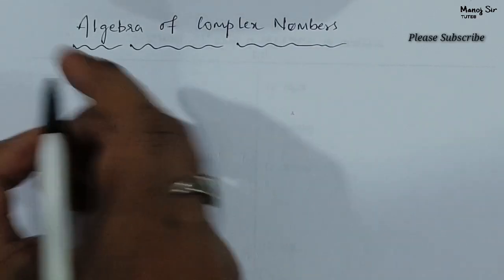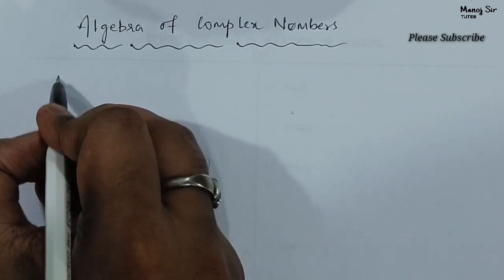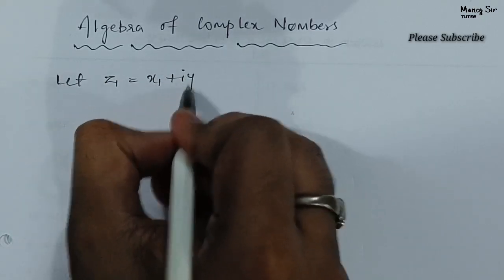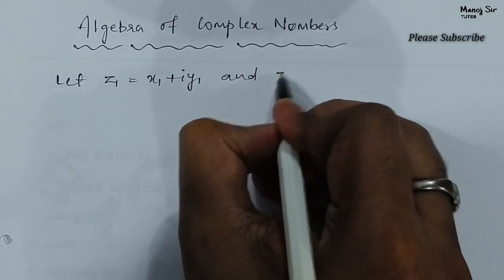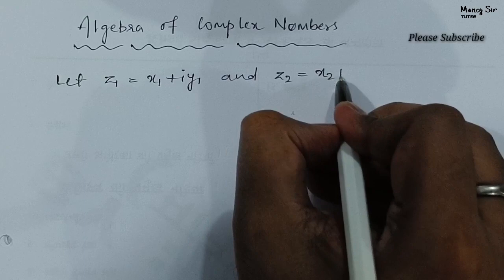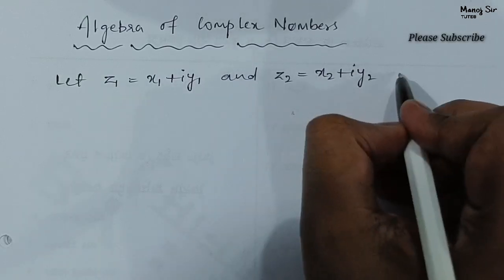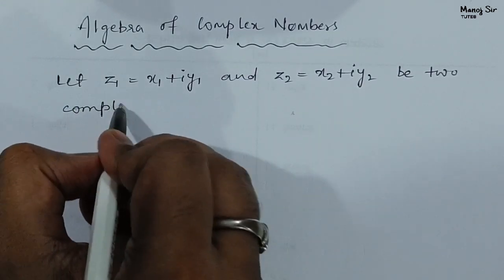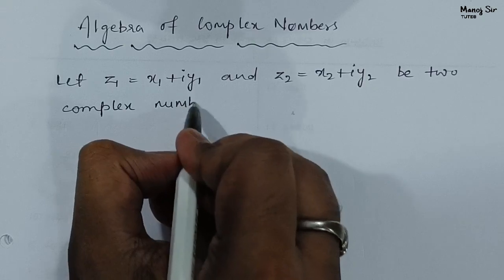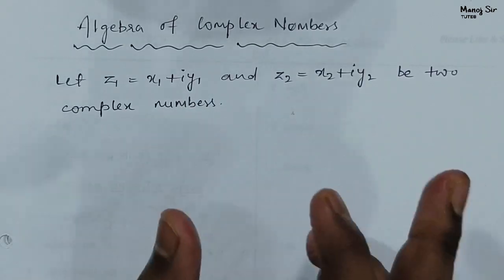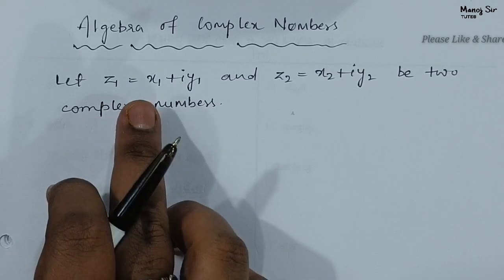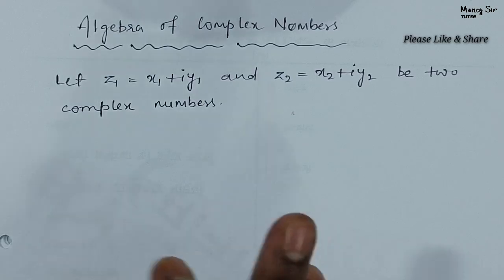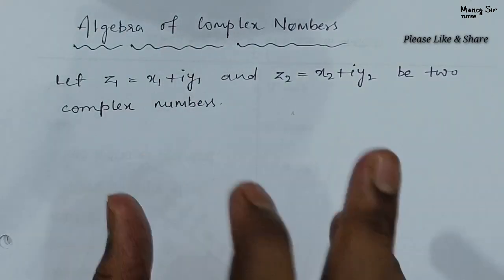So let us start. Suppose you have two complex numbers, that is, let z1 equals x1 plus i y1 and z2 equals x2 plus i times y2 be the two complex numbers. We have two complex numbers, that is z1 and z2. z1 equals x1 plus i times y1 and z2 equals x2 plus i times y2. Okay. So first we will try to find the addition of two complex numbers.